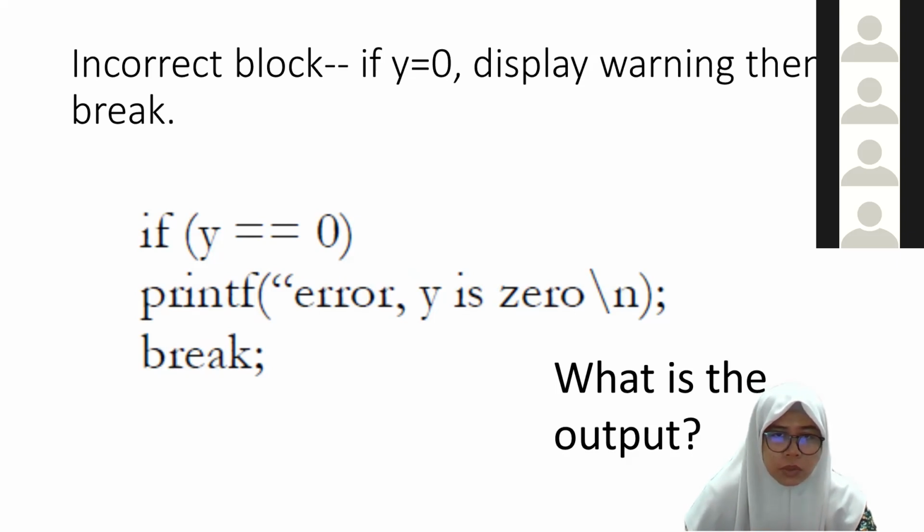So this one, if y equals 0, this is what we understand, but it is not right from the C programming point of view. It means that if y is equal to 0, not assigned to 0, display the warning that y is 0, and then break from this conditional statement. Okay, now, do you notice any error?